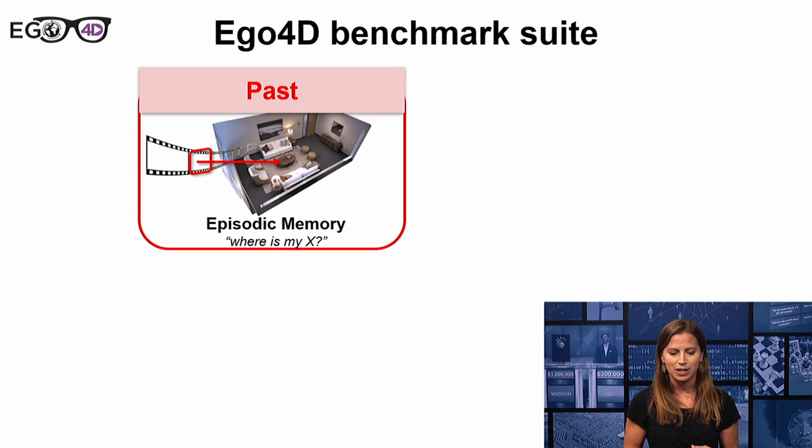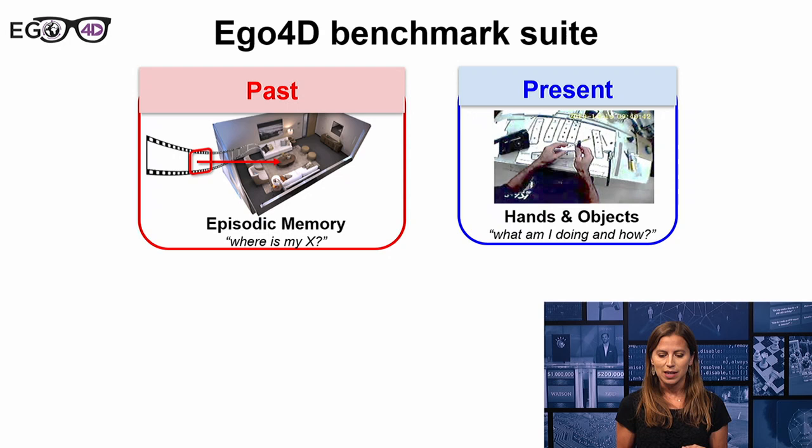Moving into the present, there are tasks looking at hands and objects. When you wear a camera, the things you do with your hands are up close and center. And in fact, a lot of daily life activity involves complex hand-object manipulations. I think you saw that in some of my examples before. Using tools, cooking, folding origami, interacting with an animal. And so there are tasks looking at answering this question of what am I doing now and how am I doing it? How am I manipulating objects?